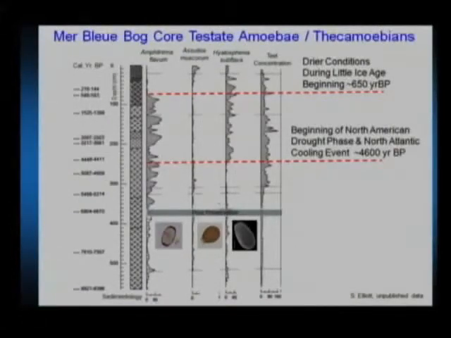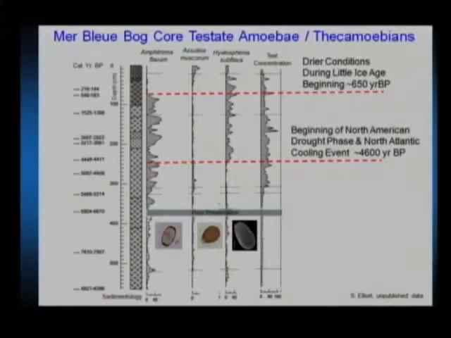It's interesting that she sees some things happening about the same time we do. Here are some pictures of some of these little species that are illustrated right here. Around our first big kickoff, around here, we can see the beginning of the northern hemisphere drought phase, about 4,600 years ago. I was picking the same thing up with the isotopic data that I just showed you here as well.